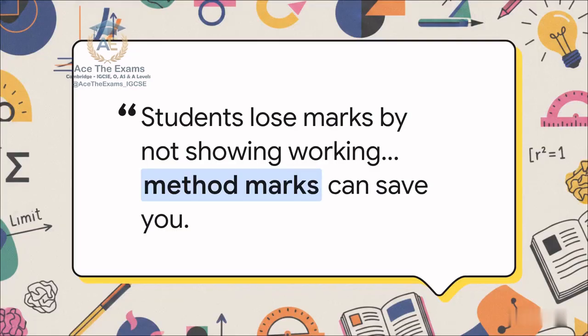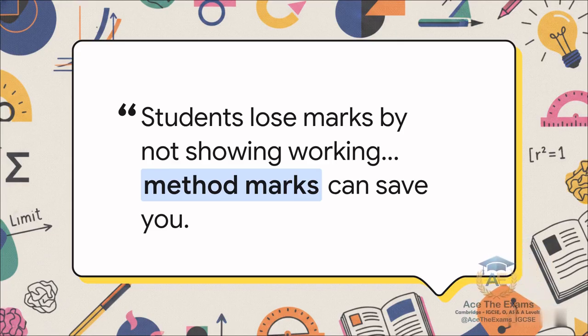Okay, let's escalate the stakes a bit and see what happens when we apply this framework to complex scenarios. Here is that crucial examiner alert I promised you earlier. This is the method mark strategy clue that literally saves failing grades. Examiners explicitly state this. Students lose marks by not showing working. Even if your final answer is wrong, method marks can save you.